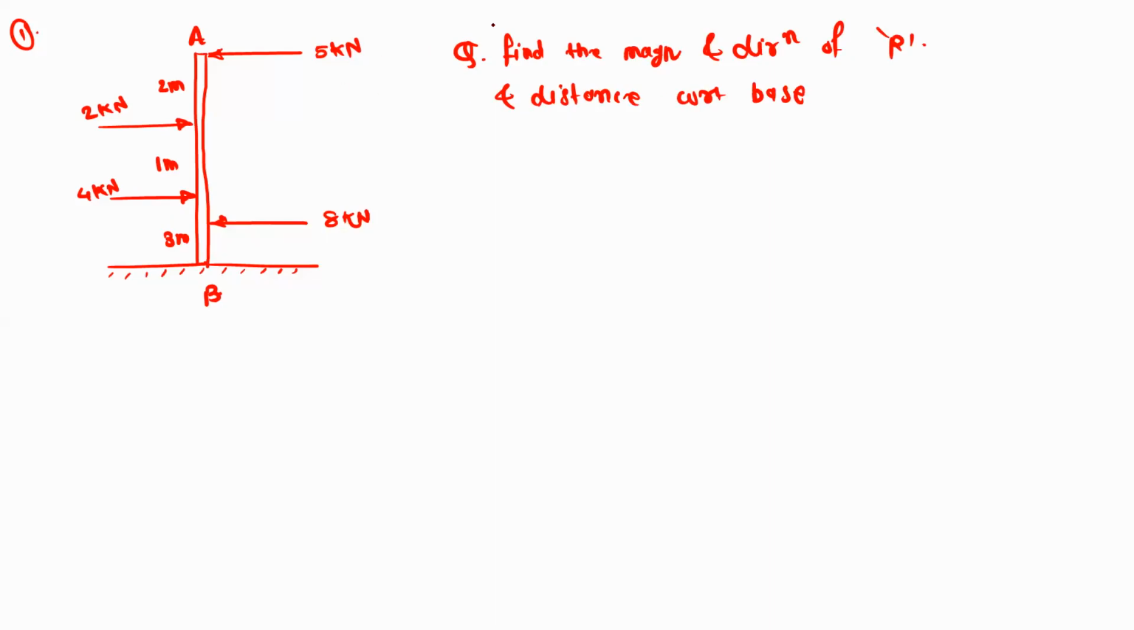So the question is, find the magnitude and direction of the resultant R and its distance with respect to the base, that is the point B. So the resultant we can find out by using summation Fx, because all the forces are acting in the x direction only, either positive x or negative x. So the resultant formula, R is equal to summation Fx only, because there is no component in the y direction.